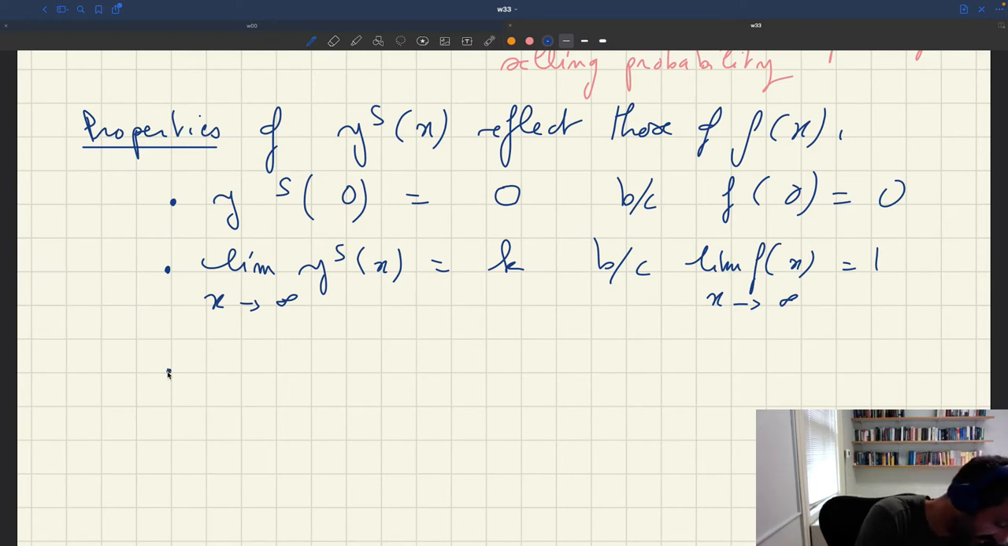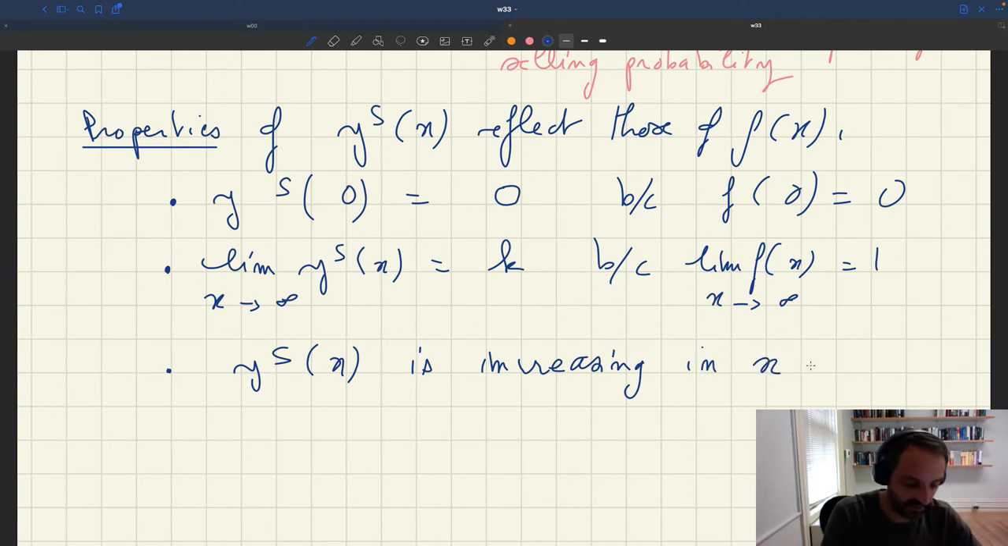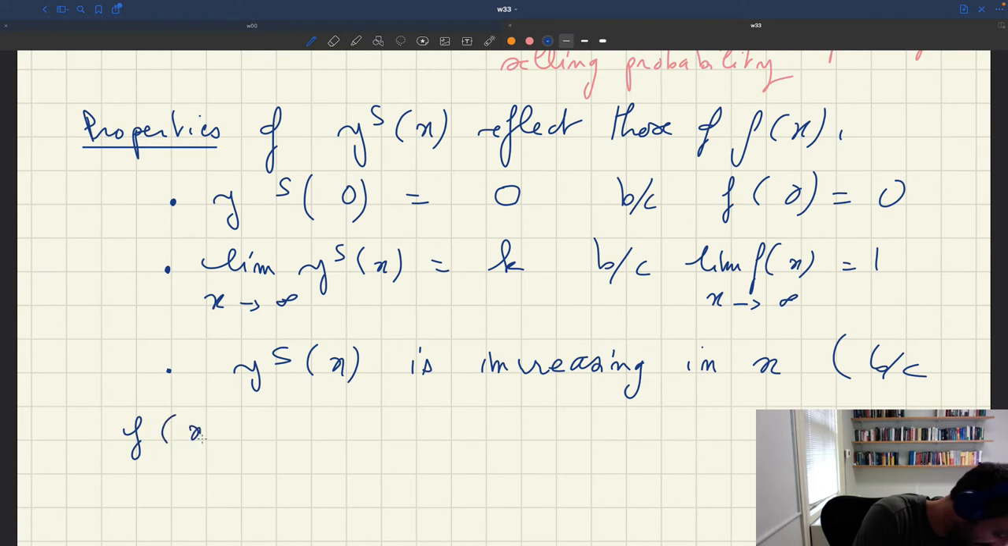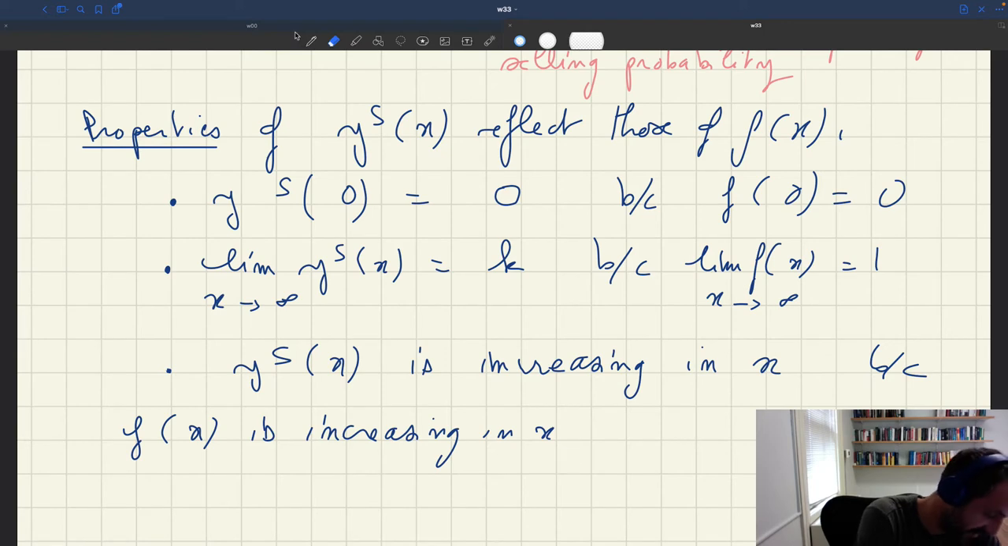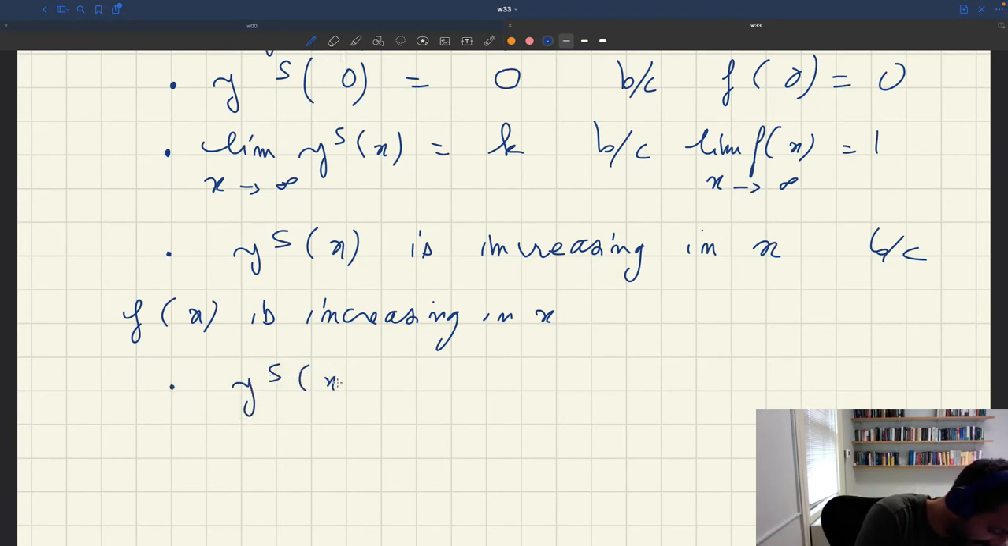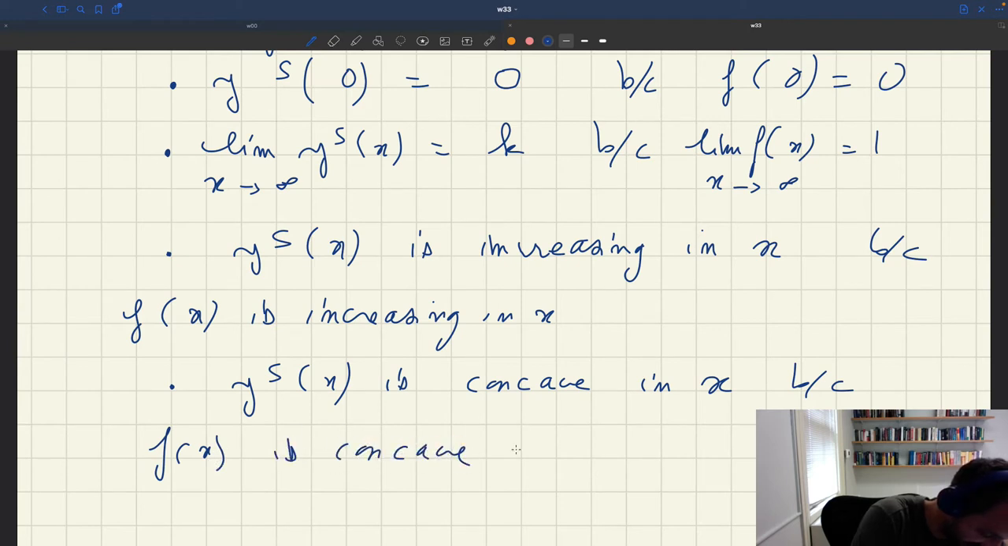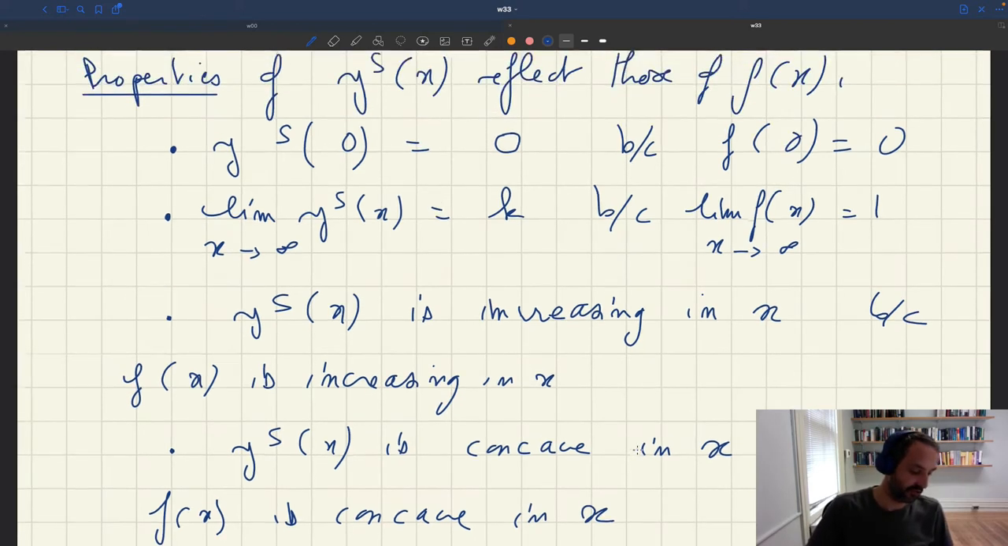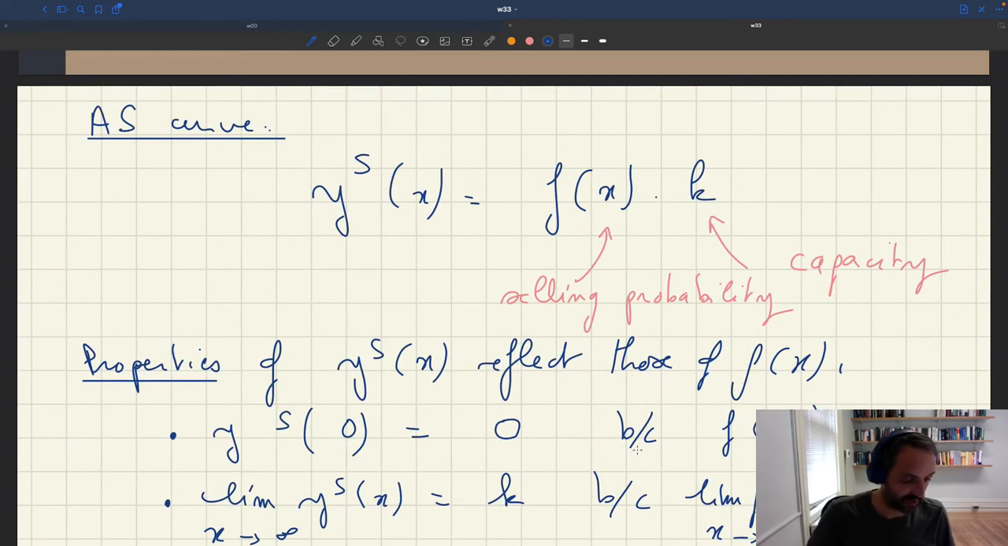So of course, another thing that we know is that y^s(x) is going to be increasing in x, and same reason, that's again because f(x) is increasing in x, so that's another useful property. And the last property that we also know and that could be useful is that y^s(x) is going to be concave in x, because again, f(x), as we had established, is concave in x. So these are all the properties that just come out from our simple expression for the aggregate supply curve.